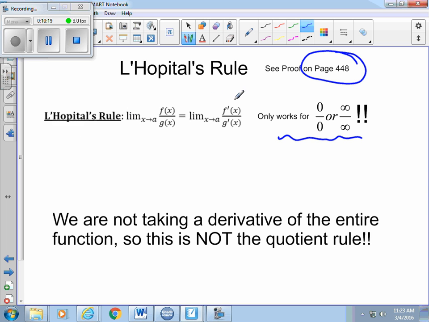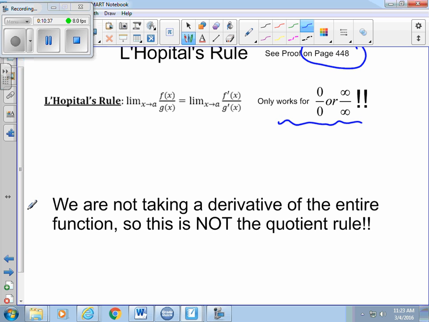If you have a 0 over 0 or infinity over infinity limit, then the limit as x approaches a of the top over the bottom is equal to the limit as x approaches a of the derivative of the top over the derivative of the bottom. No quotient rule, nothing like that. Just taking the derivative of the top and the bottom. We're not taking the derivative of the entire function. It's just a shortcut. It's a trick, sort of, except it's a real theorem, and it's called L'Hopital's rule.